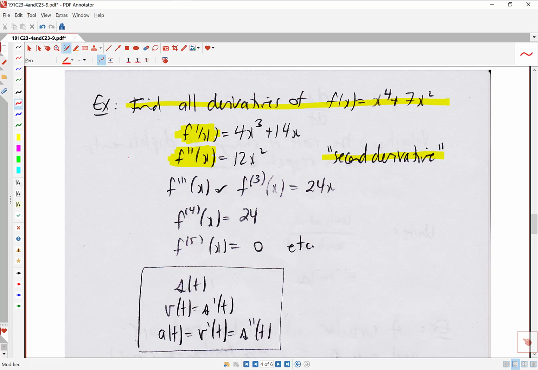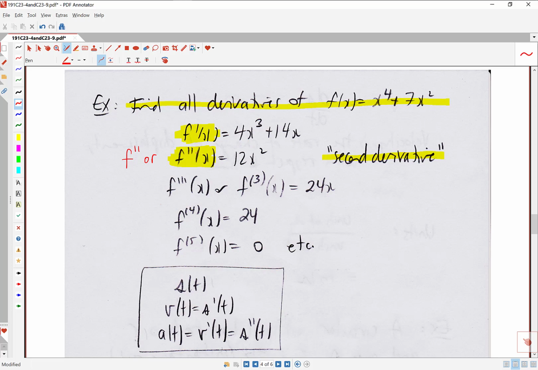And you could write that just like that. You don't necessarily need the of x. The of x is just to emphasize what our variable is. So f double prime or f double prime of x or the second derivative, all good ways of naming that function.